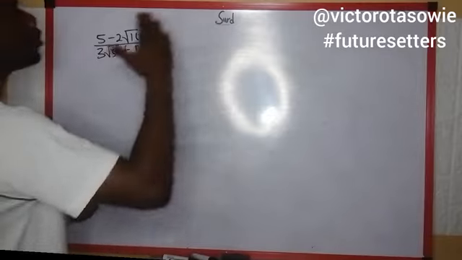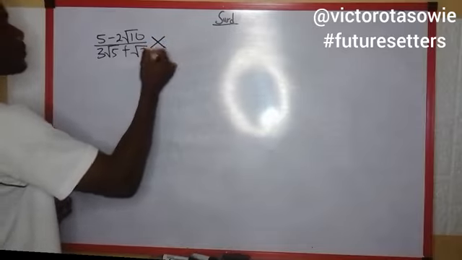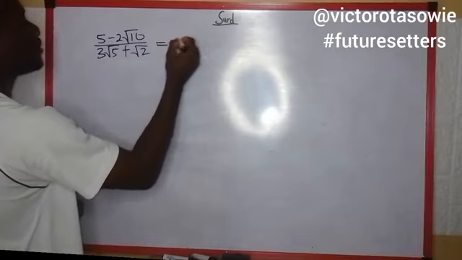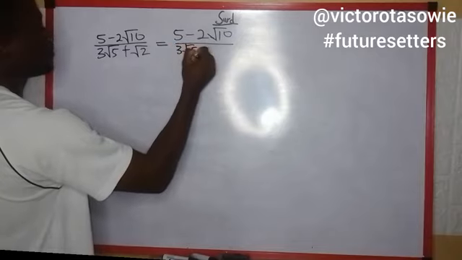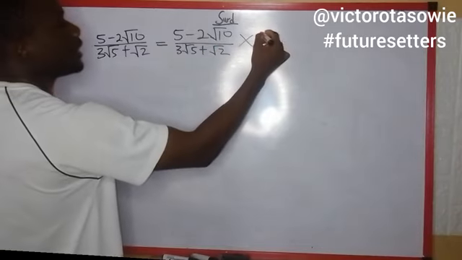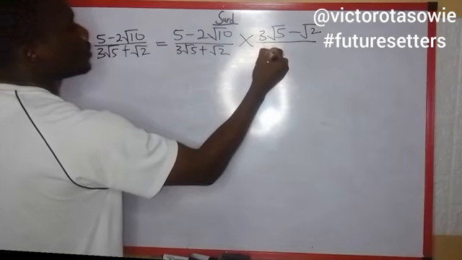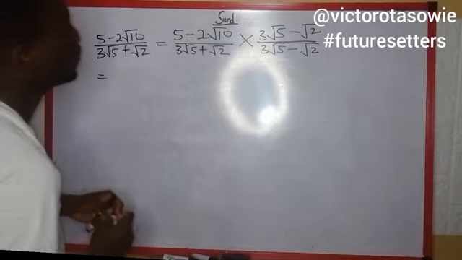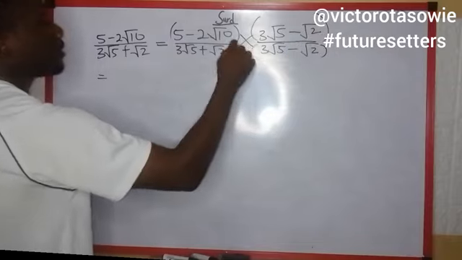So take note, you are multiplying both the numerator and the denominator. Let's rewrite it: 5 minus 2 root 10 over 3 root 5 plus root 2. So we are going to multiply by, remember this is positive, so it becomes negative: 3 root 5 minus root 2 over 3 root 5 minus root 2. So to simplify this, let's open a bracket so it can look good.